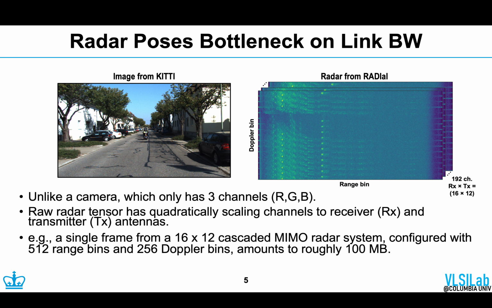Unlike a camera, which only has 3 channels, RGB, radar sensors have channels scaling quadratically with receiver and transmitter antennas. For example, a single frame from a 16 by 12 cascaded MIMO radar system configured with 512 range bins and 256 Doppler bins amounts to roughly 100 megabytes per frame.